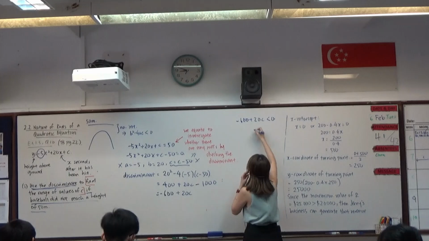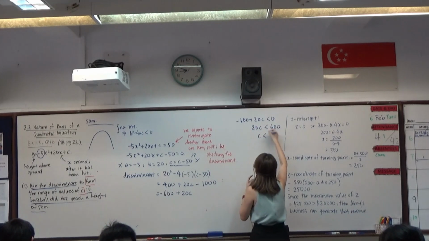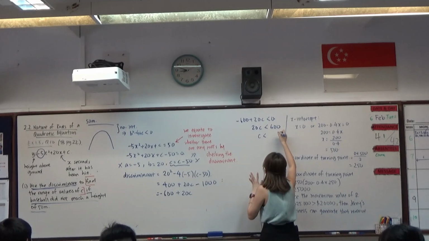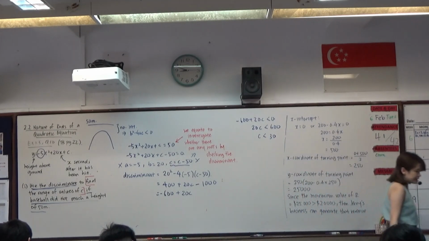Negative 600 plus 20c. 600 divided by 20, that is 30. So C less than 30.